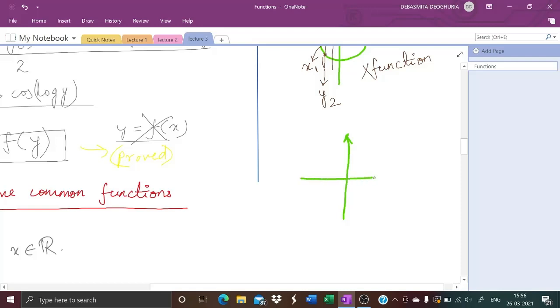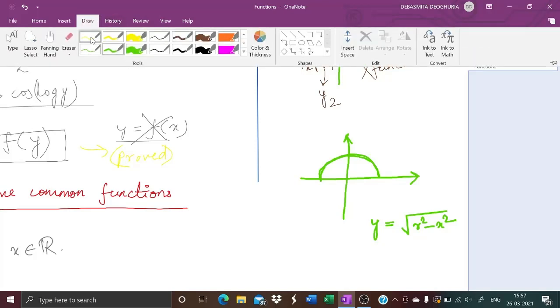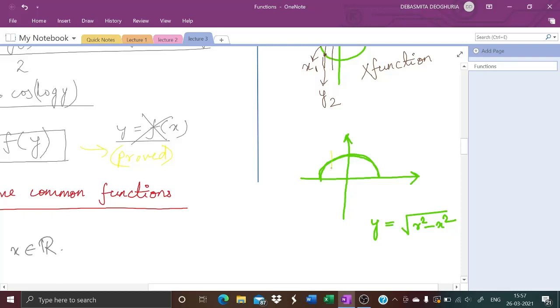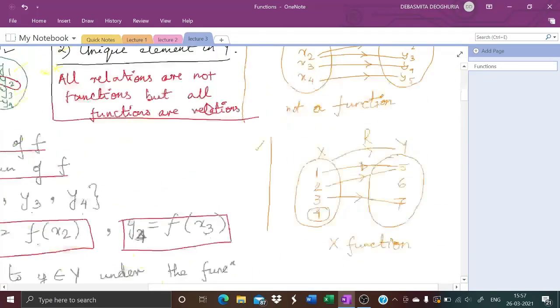You just have to remember that if you want to check whether a given graph is a function or not, you just have to see by drawing lines parallel to the y-axis. If I take a semicircle, though this is not seeming to be a semicircle, this would be y equals to under root r square minus x square. If I take this, then this would be a function. And if I draw lines parallel to the y-axis, you can see that it is cutting only at one point. So this is a function. So just draw lines parallel to the y-axis and see whether your given graph is a function or not.